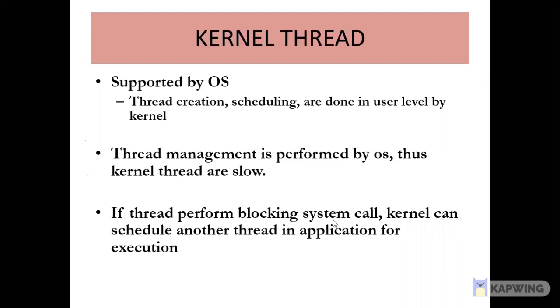If a thread performs a blocking system call, the kernel can schedule another thread in the application for execution, which was the disadvantage of user level threads. That is the advantage of kernel level threads. It can easily create another thread and that can execute.